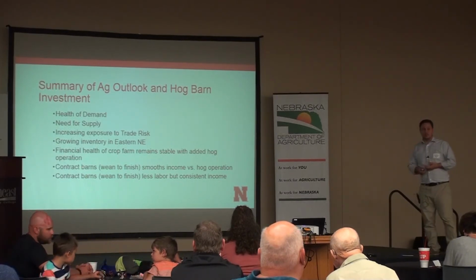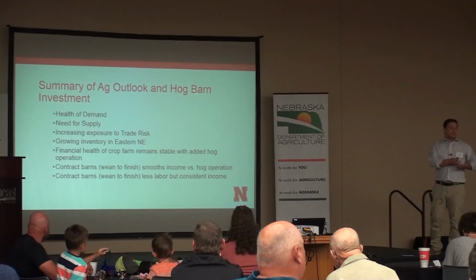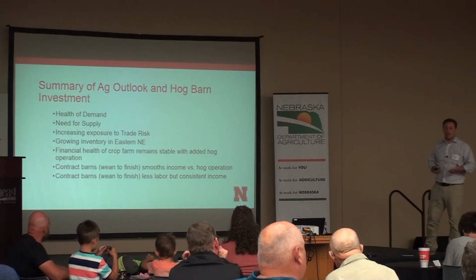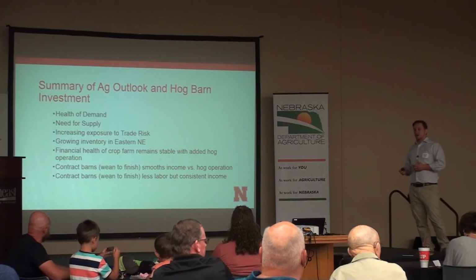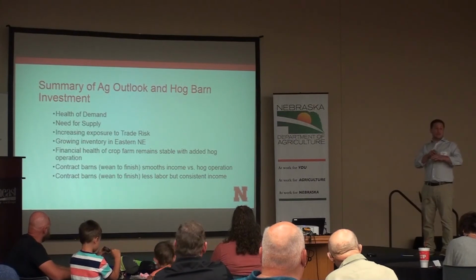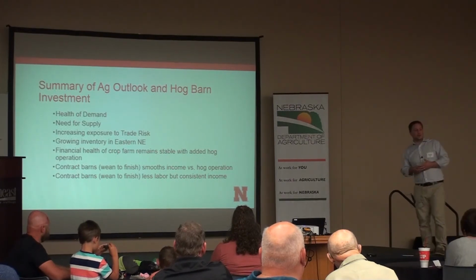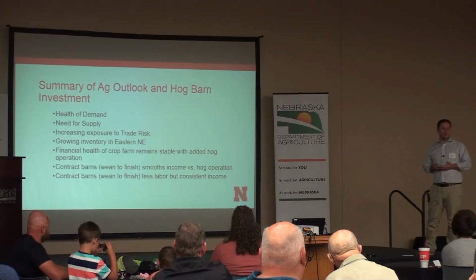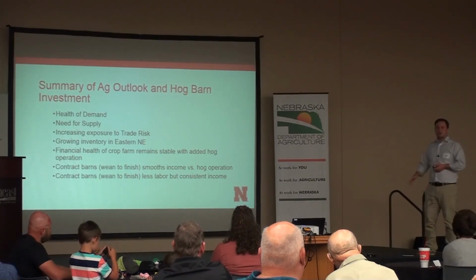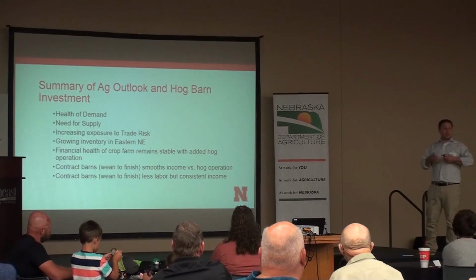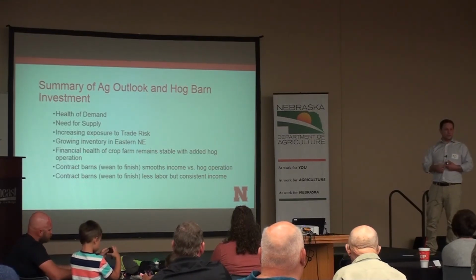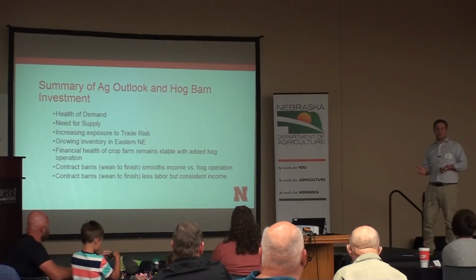there. Then we looked at, okay, now if we've decided we want to add a hog operation, what does that look like? And what does that look like depending upon the different types of contracts? And we compared across the independent grower and also across the contractee. If we want a steady stream of income, and that's when we're talking about risk, I don't want that risk, then that really informs your decision about what type of operation we can add.